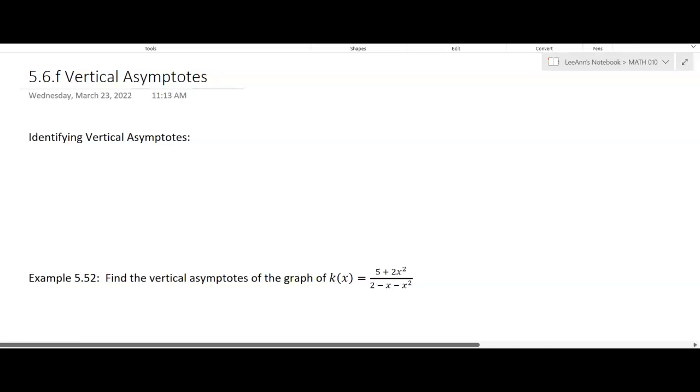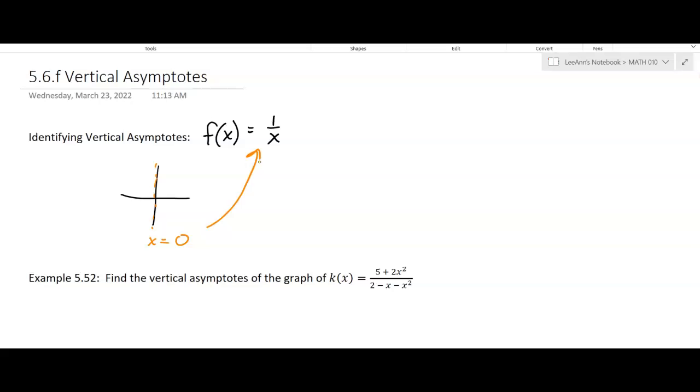Okay, so now we're going to talk about vertical asymptotes. So remember when we have f of x equals 1 over x, our reciprocal function, we would have a vertical asymptote at the y-axis, right? So x equals 0, because you can't define the function when x equals 0. So we're looking for those places where the function is not defined. So when does the denominator equal 0?